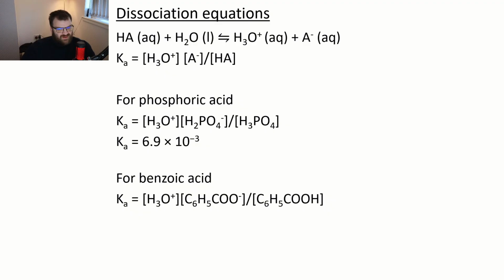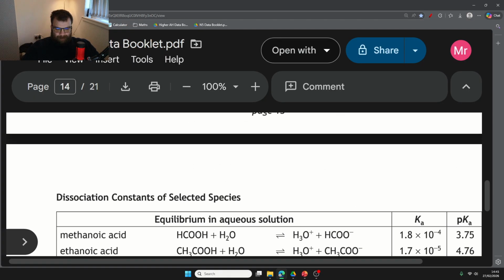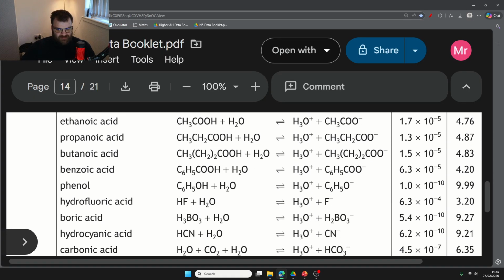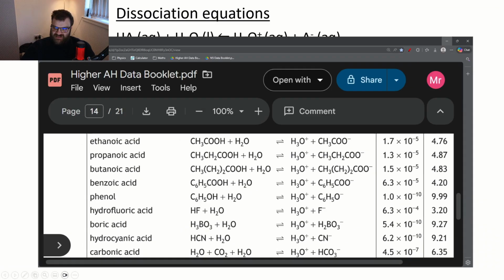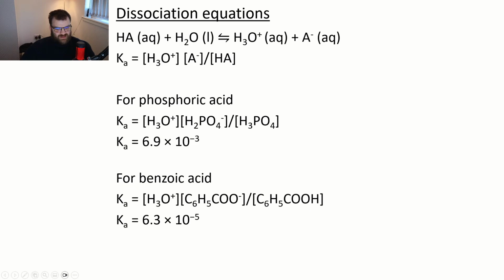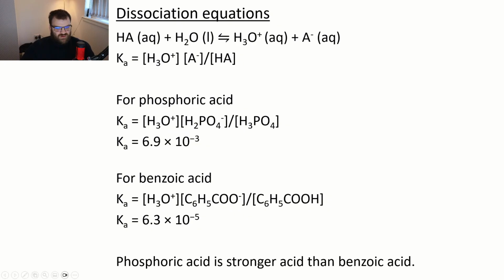Benzoic acid, we'd go and find it higher up. Same again, products over reactants, ignoring the water because that would give a value of 1. And it is 6.3 times 10 to the minus 5. And if the question asks you which of these is the stronger acid, higher Ka, phosphoric acid has a higher value than benzoic acid. So watch for your powers and make sure you're including them in what you're looking at.